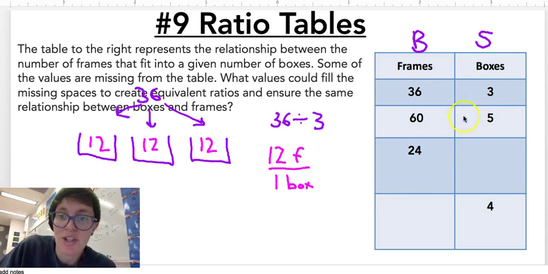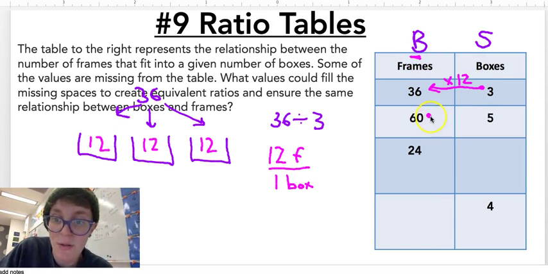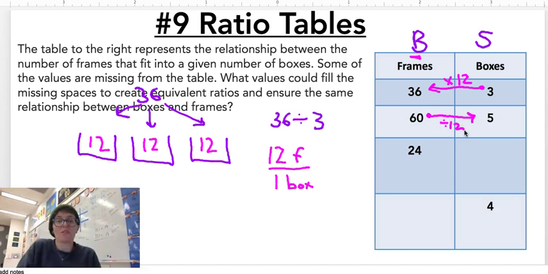Now, I want to look at my chart and figure out these missing values. What I know is that when I go from boxes to frames, I'm going to times by 12 because I'm going from a smaller number to a bigger number. So from 3 to 36, I'm timesing by 12. I need to be careful though because when I go from frames, frames are bigger. When I go to a smaller number, I need to do the opposite of multiplication. And I already know that the opposite of multiplication is going to be division. Notice how both of those are 12. I'm either multiplying by 12 or dividing by 12, depending on which direction I'm going.